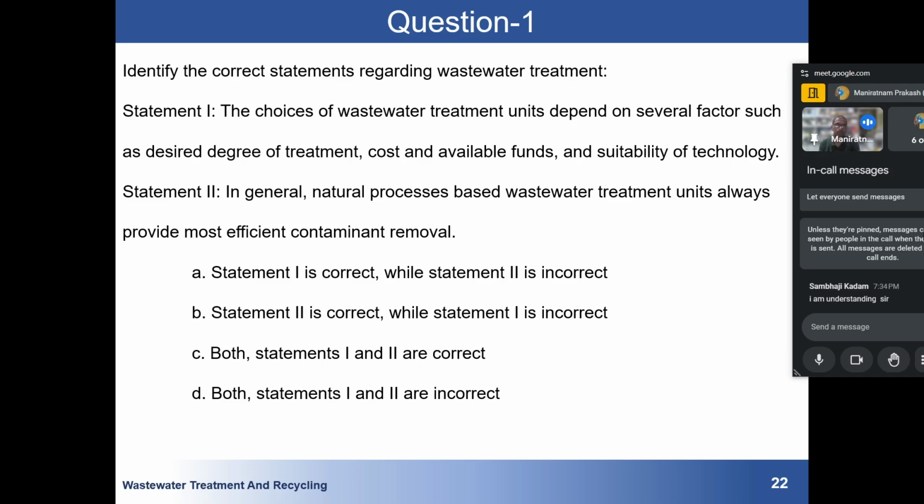The choice of wastewater treatment depends upon several factors such as desired degree of treatment, cost, available funds, and sustainability of technology. Statement 2: in general, natural process wastewater treatment units always provide most efficient contaminant removal. So there is statement 1, statement 2. This is a very simple question. Which one is correct? Which one is incorrect? Out of these, we have to select option A, B, C, D. Option A, we have got one answer A. That is statement 1 is correct and statement 2 is incorrect.